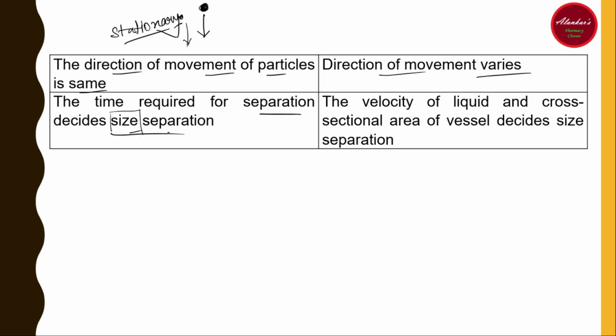In elutriation, one more factor is additionally responsible for the separation of particles, that is the velocity of the liquid. And there is one more factor, that is the cross-sectional area of the vessel. If the cross-sectional area of any vessel is more, then in spite of keeping the flow rate constant, the velocity of the liquid will be less. That's why this is also one of the factors which decides the extent of the size separation in elutriation. So these are all the differences between sedimentation and elutriation.